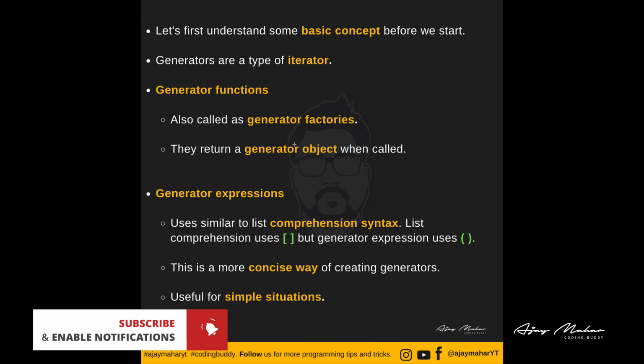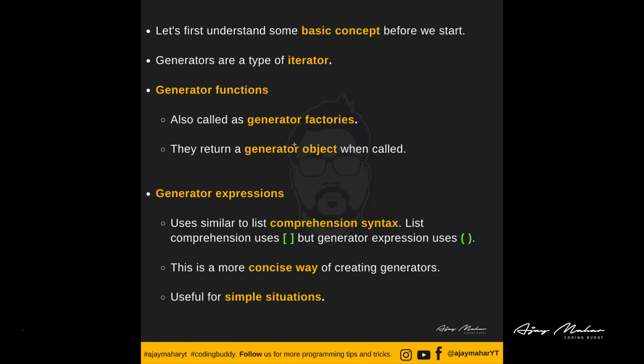Generator expressions are similar to list comprehensions. We have already learned about list comprehensions and how we can use them. If you are not familiar with list comprehensions, I will link that video in the card section or the description, so you can go and watch. We define a list comprehension using square brackets, but the generator expression uses parentheses.